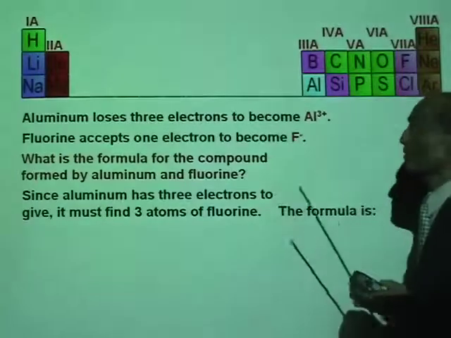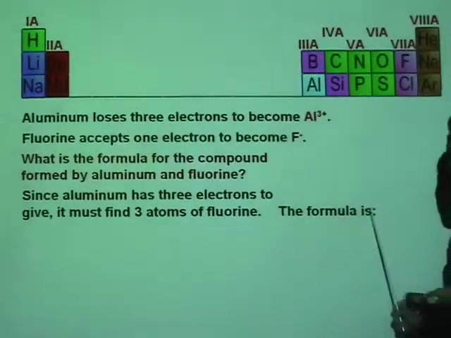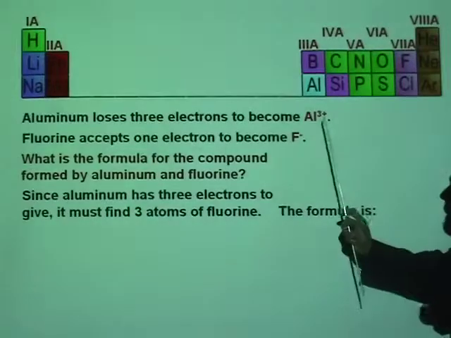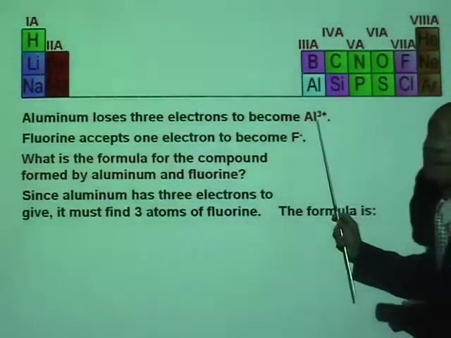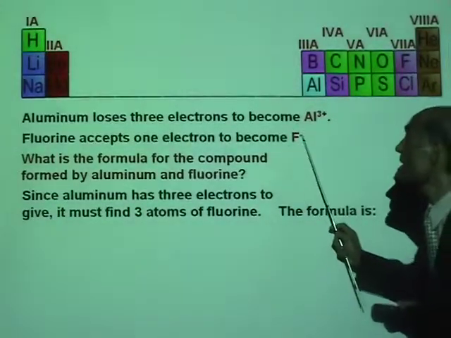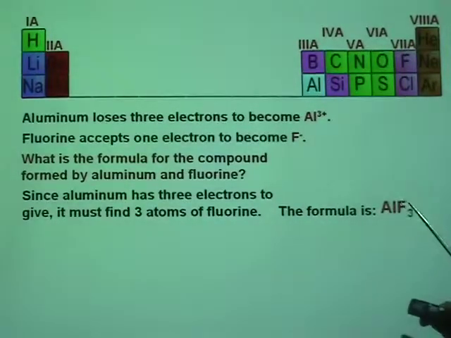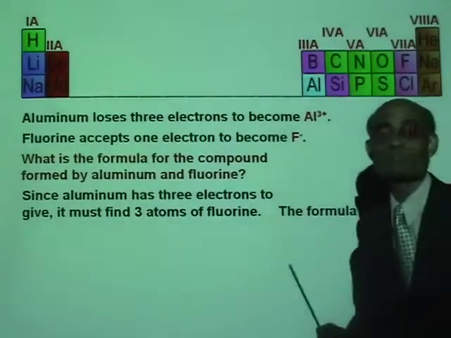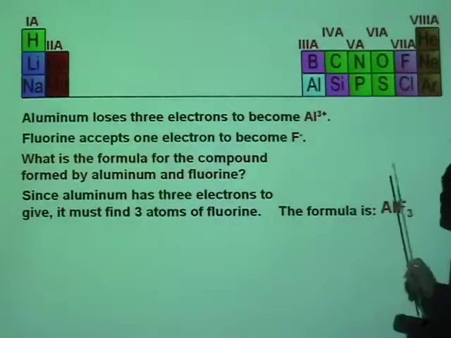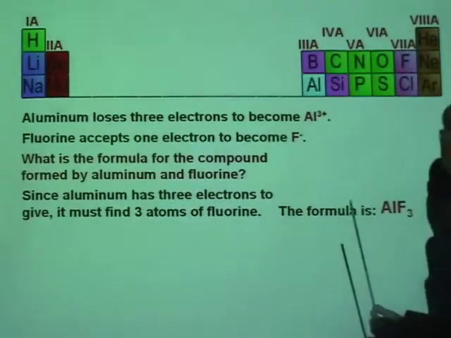And therefore, the formula is, alright, before I write it down here, can you tell me what that is? 1 atom of aluminum has to find 3 atoms of fluorine. It will be AlF3. 1 atom of aluminum combines with 3 atoms of fluorine to give aluminum fluoride.